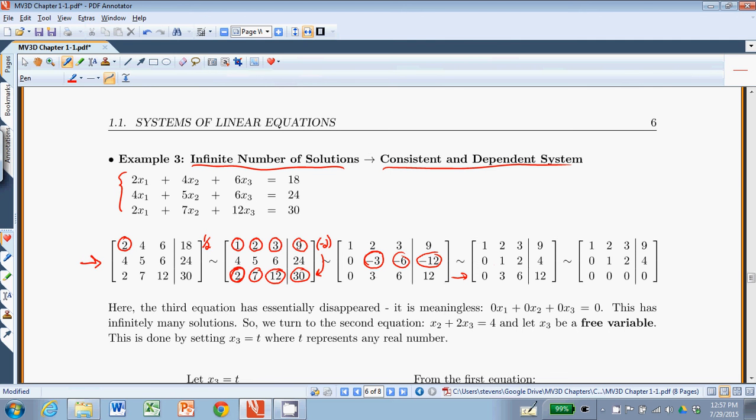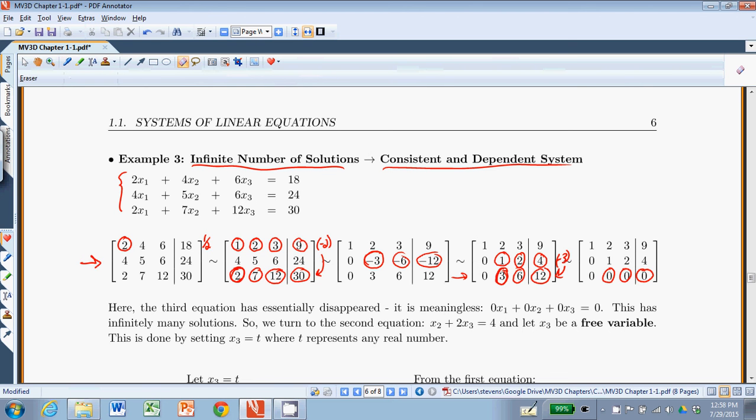So, continuing to head towards row echelon form, I want this 3 to be a 0. So I multiply this second row by -3 and add it to my third row. 1 times -3 is -3, plus 3 is 0. But I have to do it to the whole row. 2 times -3 is -6, plus 6 is 0. 4 times -3 is -12, plus 12 is 0.